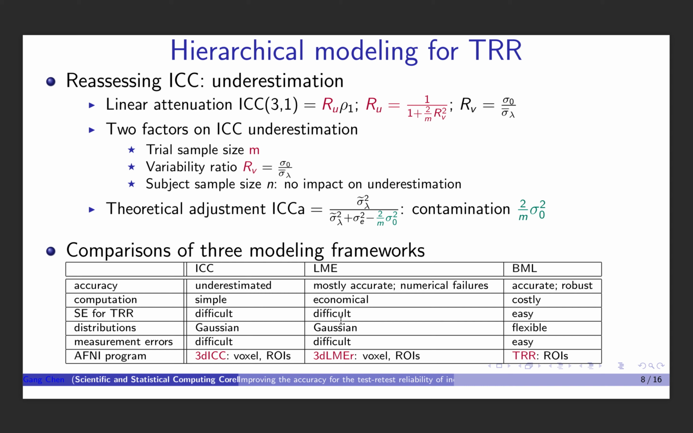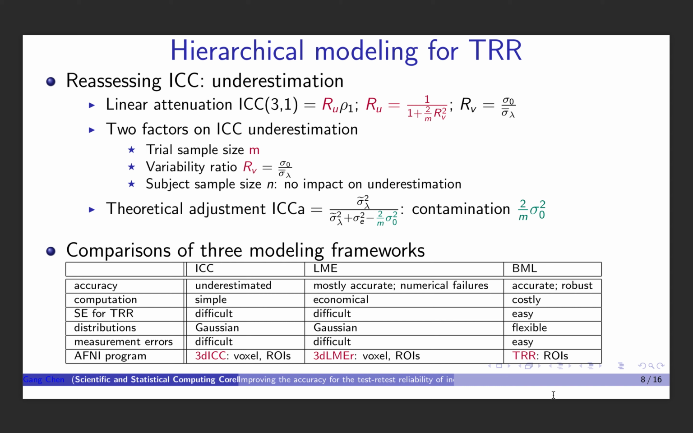But we still share the same problems as the traditional ICC in terms of uncertainty information. It's difficult to obtain. Distribution assumptions are pretty much limited to Gaussian. And it's also difficult to incorporate the measurement errors. In AFNI, we have the program 3dLMEr to deal with voxel-wise and ROI-wise analysis adopting this hierarchical modeling structure.